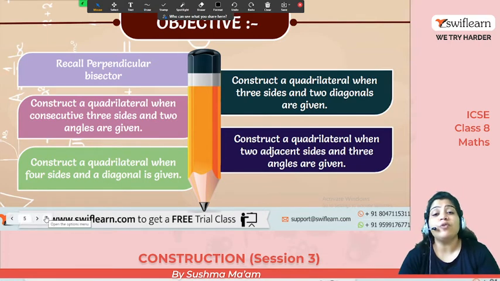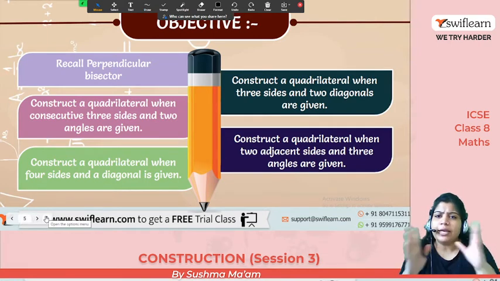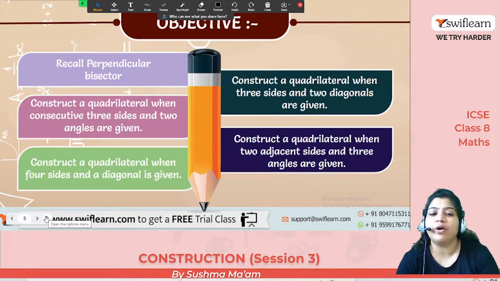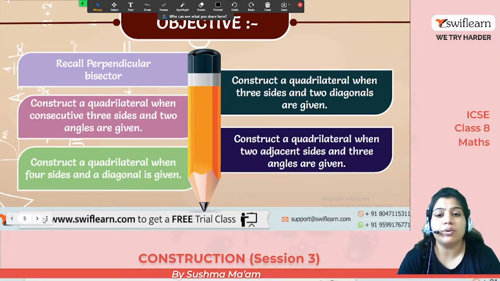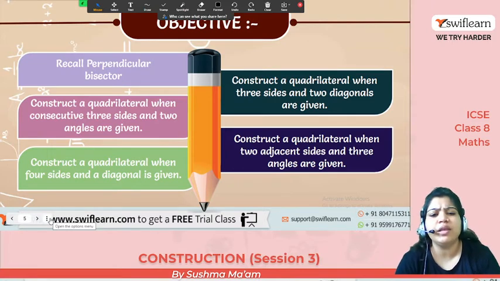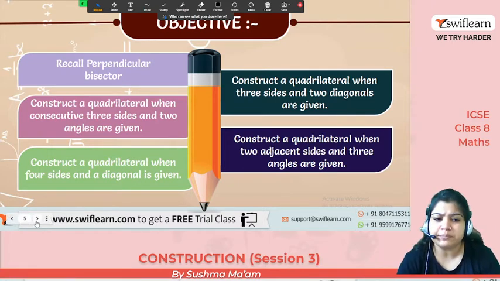But what is the meaning of quadrilateral? Quadrilateral means any figure which has 4 sides. We already saw in the last classes special types of quadrilateral, understanding of quadrilateral. In that we saw parallelogram, trapezium, rhombus, square, rectangle. These all are nothing but quadrilaterals.